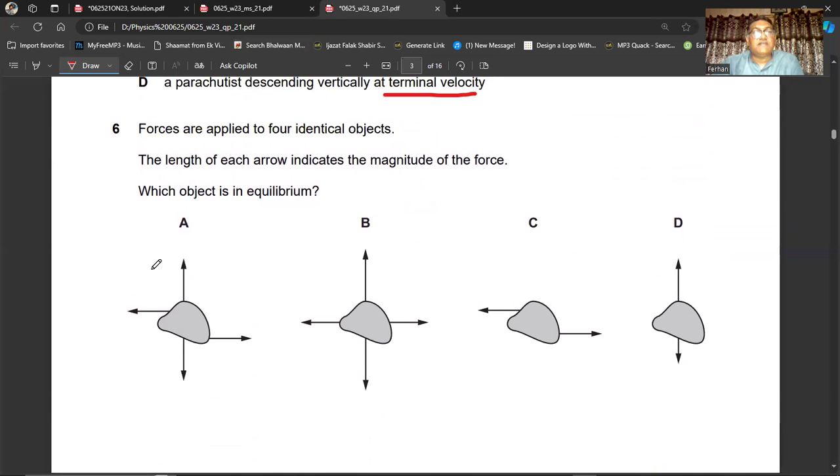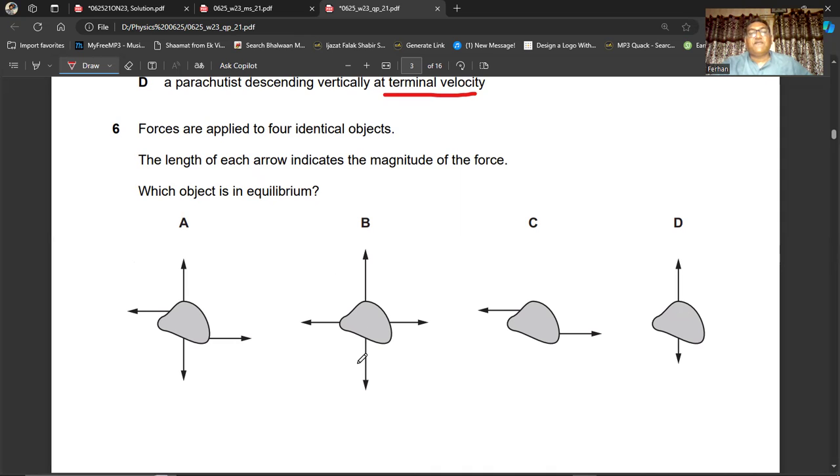Then we have question number 6. Forces are applied to 4 identical objects. The length of each arrow indicates the magnitude of the force. Which object is in equilibrium? The object will be in equilibrium if the line of action of the opposite forces is the same and they are equal in magnitude. For example, if you look here, these two forces are equal to each other, but their line of action is not the same. So what will happen? It will start rotating.